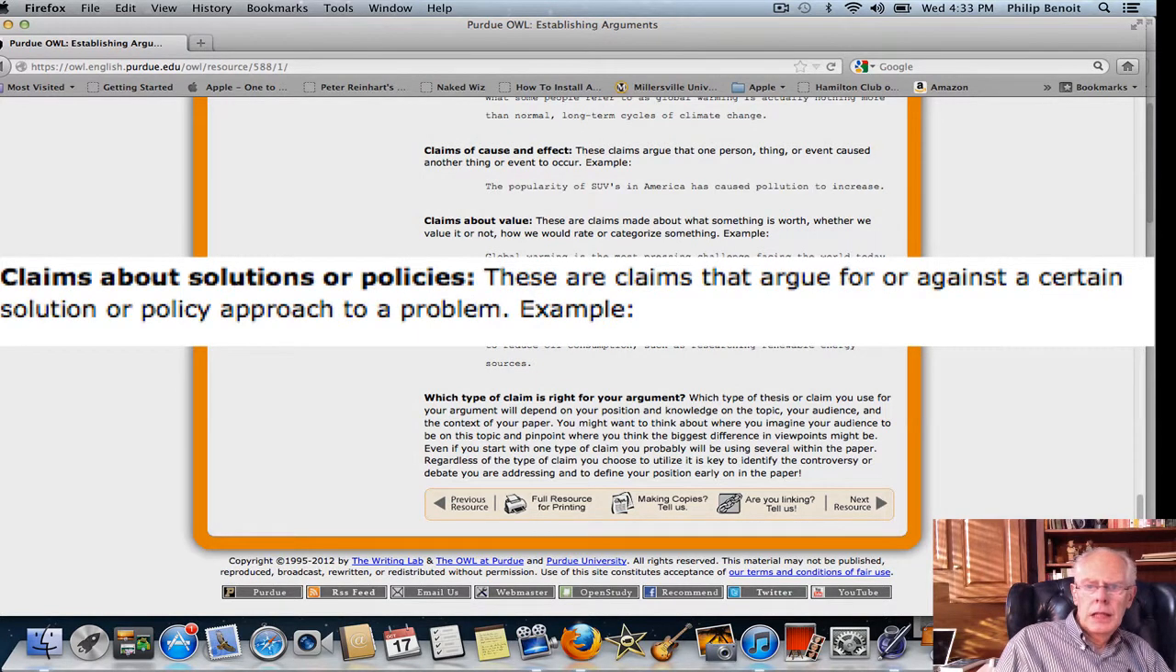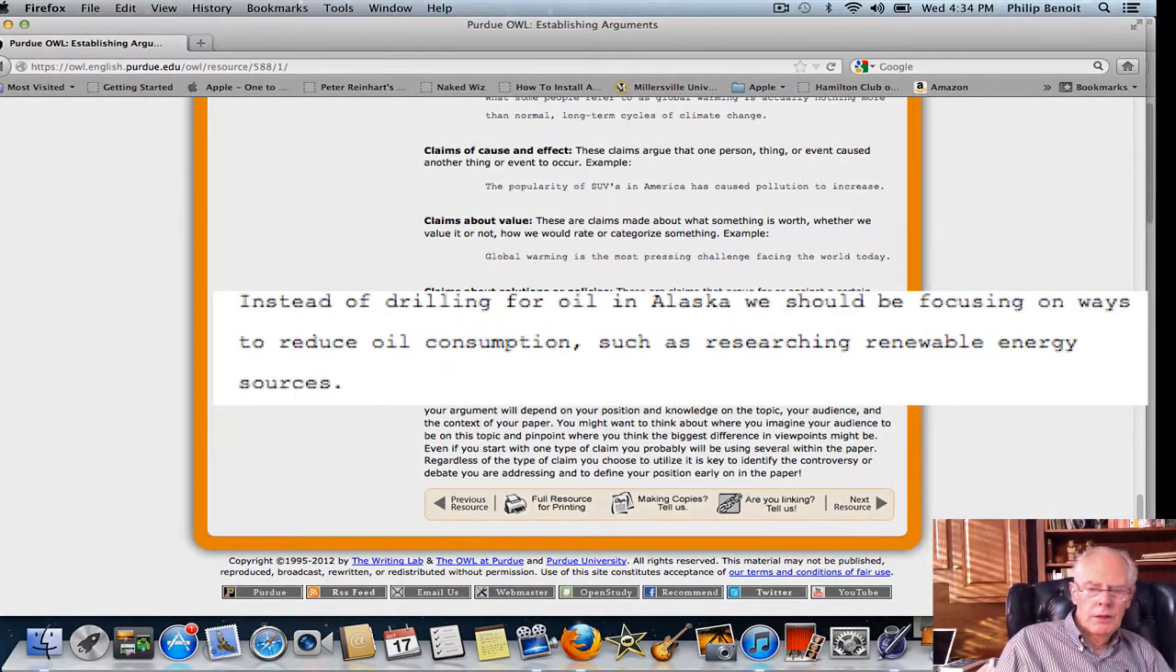And the fourth type of claim that we might engage in discussing is our claims about solutions or policies. What do we need to do? There are claims that argue for or against a certain solution or policy approach to the problem. Looking at our pollution example again, we would state a claim of solution or policy, something like this perhaps. Instead of drilling for oil in Alaska, we should be focusing on ways to reduce oil consumption, such as researching renewable energy sources. It's a solution. It's a policy that is being recommended.